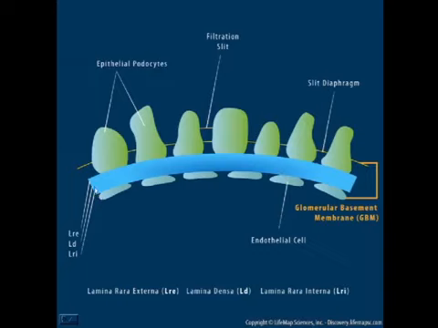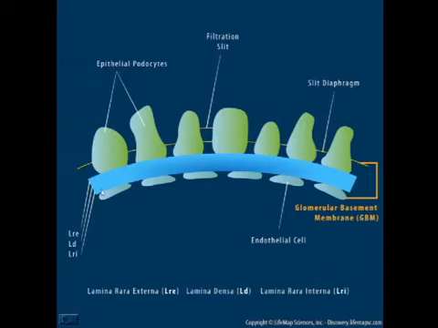The middle one is the lamina densa. This is the comparatively electron-dense middle layer of the GBM. It contains type 4 collagen fibers, which are organized into a network and serve as a physical filter.